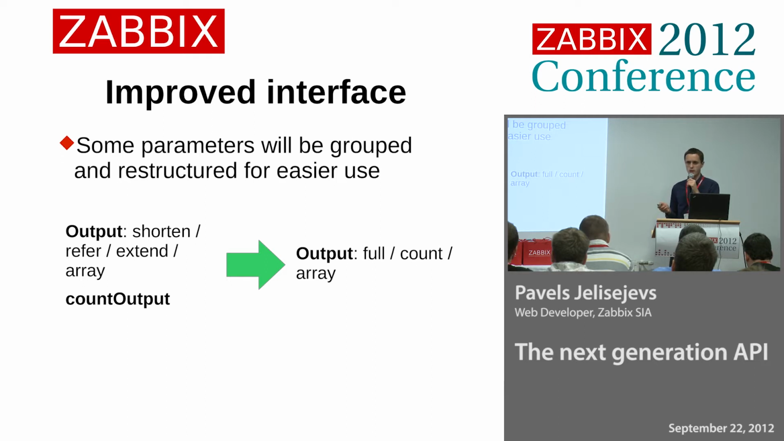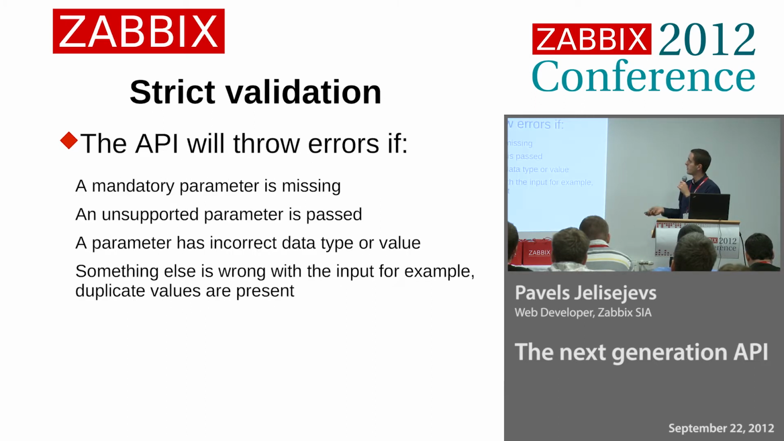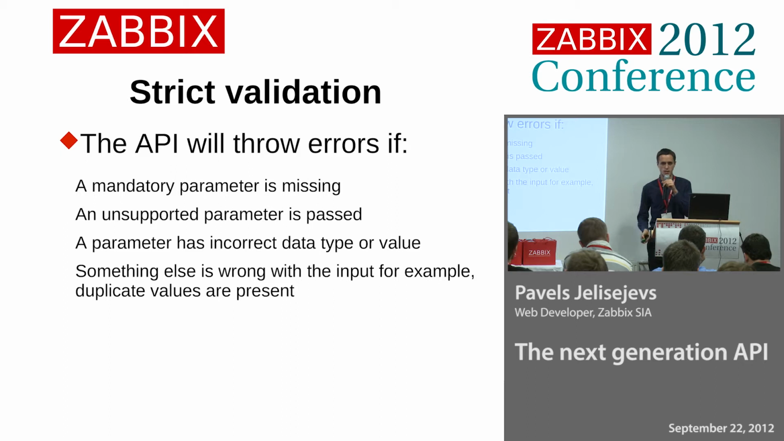So, errors in the API is another thing I'd like to talk about. Validation also will be improved. Currently there are lots of methods and places in the API where you can just pass some incorrect, incomplete parameters and only God knows what will happen. So in the future, the API will always throw errors if some mandatory parameters are missing, if unsupported and extra parameters are passed, if the parameter values or data types are incorrect, or at least if anything is wrong with the parameters.